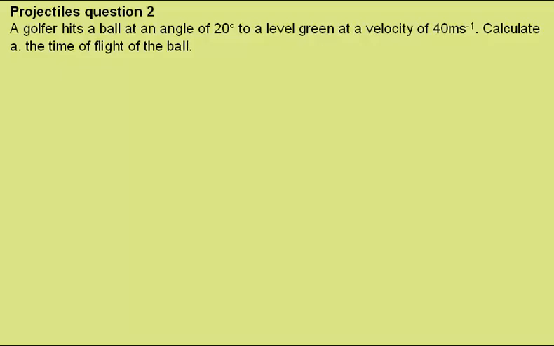Projectiles question 2. A golfer hits a ball at an angle of 20 degrees to a level green at a velocity of 40 meters per second. Calculate for part A the time of flight of the ball.